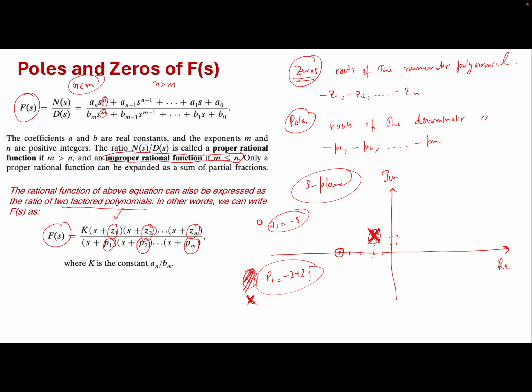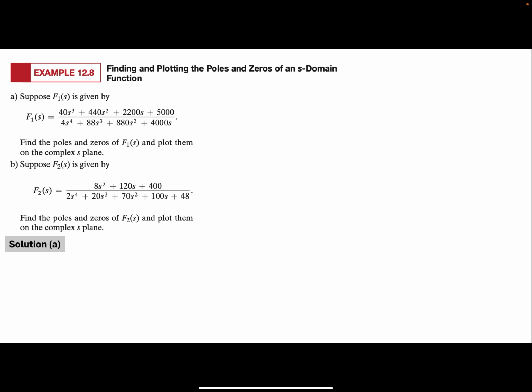So let's do an example problem quickly and see how we can solve for the zeros and the poles and how we can plot them. In this example, you have two functions, f1 of s and f2 of s, and the question asks you to first find the poles and the zeros. Again, these are rational fractions, right? So first you factorize them, then find those roots and poles, and then plot them. This is what we're going to do very quickly.